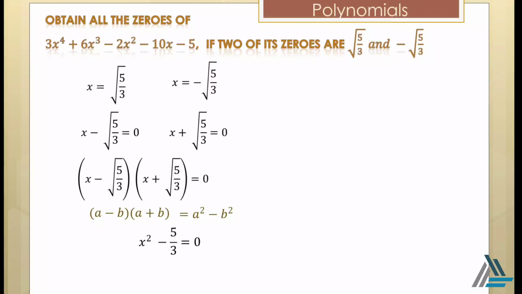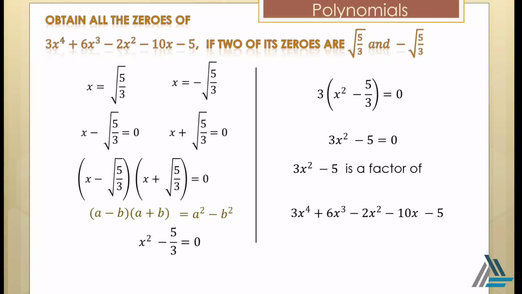For removing the 3 from the denominator, we multiply the whole polynomial on both sides by 3. After multiplying by 3, we get 3x square, and in the second term the 3 is cancelled with the denominator 3, then we can write x square minus 5 is equal to 0. Here we get a polynomial 3x square minus 5. As we know, this polynomial is made from the given zeros of the polynomial, it means this polynomial is a factor of the given polynomial of degree 4.